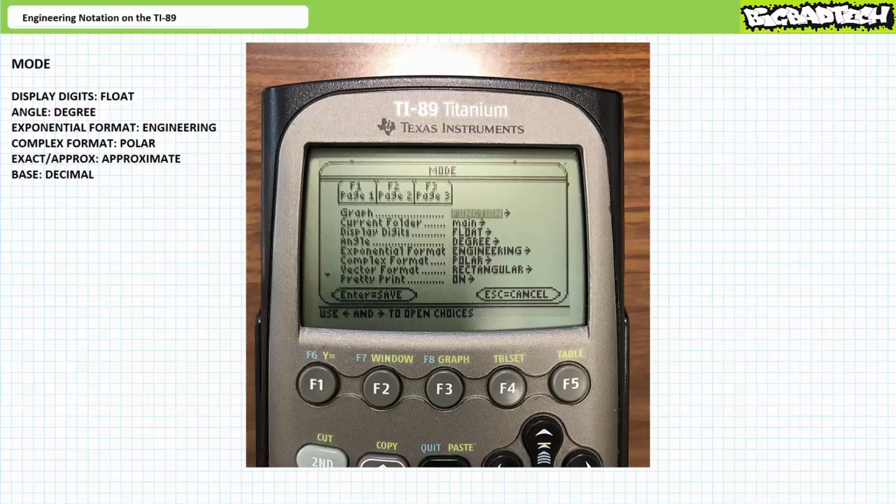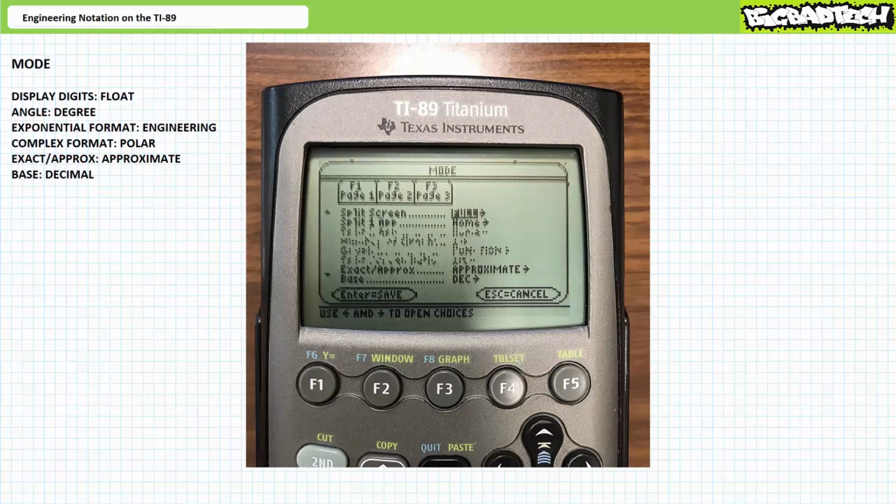Let's move on to the second page of the mode function by pressing F2. You can pretty much ignore everything on the F2 page with the exception of the last 2 options, exact versus approximate and base. Walk down to exact versus approximate using the down arrow key. Press the right arrow to open up the menu options. Use the down arrow key to walk to option 3, approximate. Press enter to select this option.